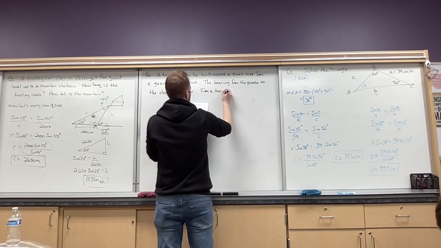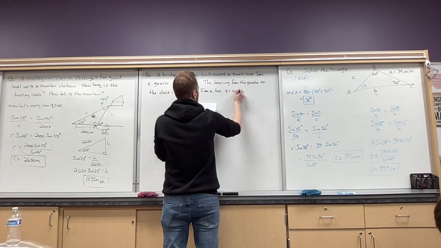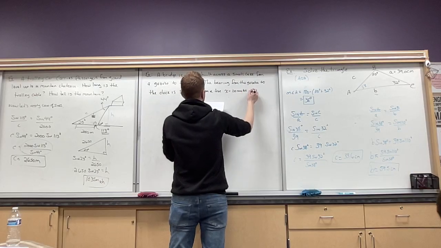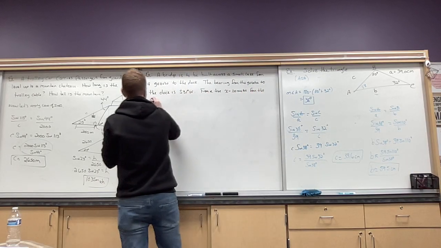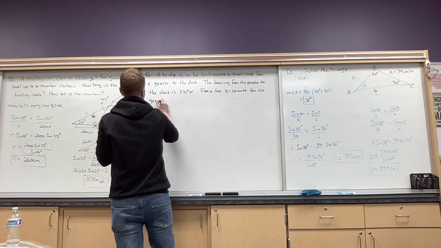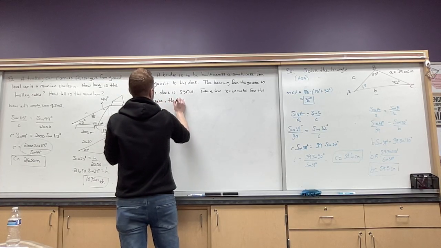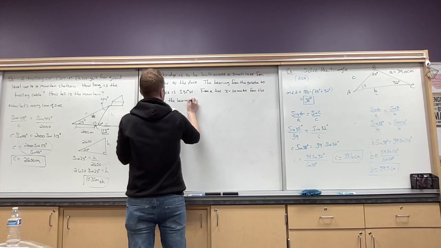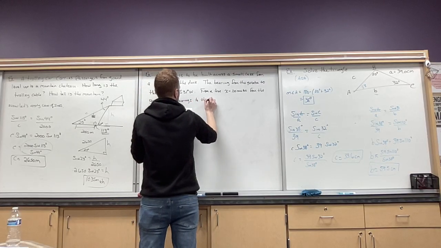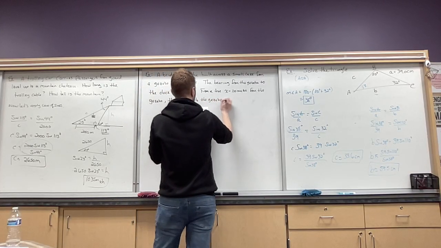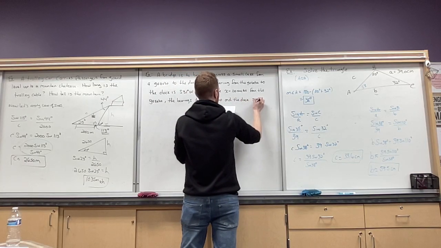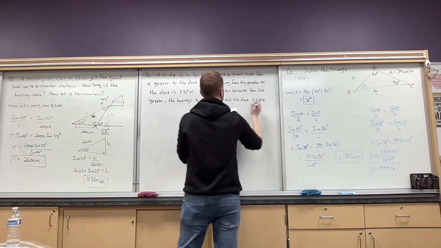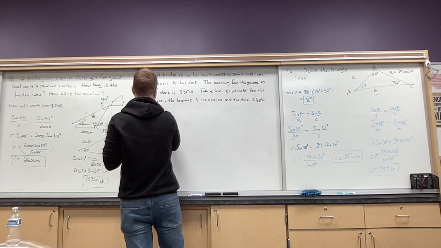From a tree, which I'll put the measurement here, so from the tree to the gazebo is 110 meters. And then I have some bearings from these guys. So the bearings to the gazebo and the dock are south 68 degrees east and south 30 degrees east, respectively.